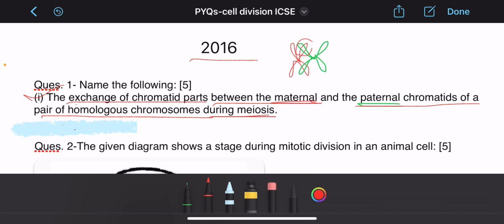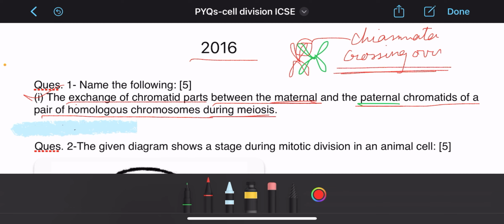Now, this point is known as chiasmata, where exchange of chromatid is taking place. And this process is known as crossing over. So, your answer is crossing over, and it happens during the Pachytene stage of prophase 1. So, let us see the answer for it.